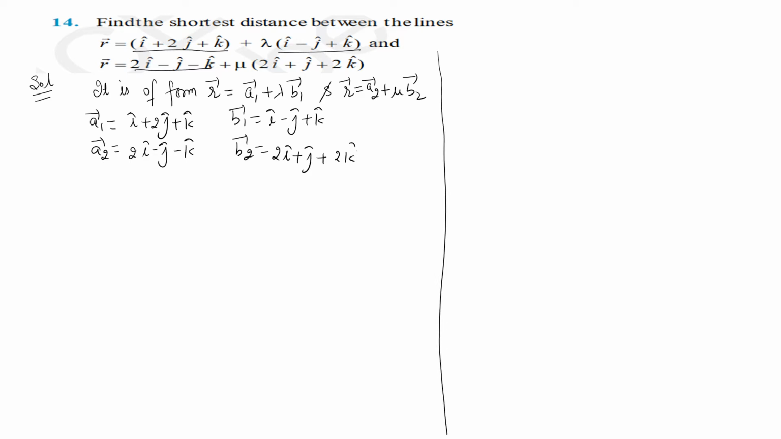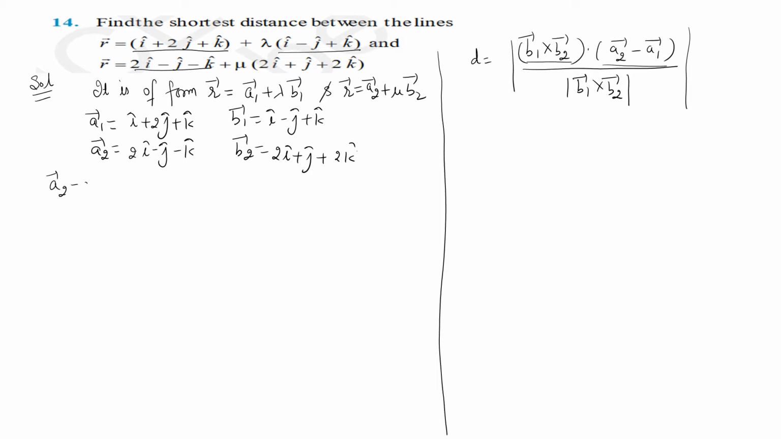Okay, now we are required to find, let us see what is our formula for shortest distance. This is your b1 cross b2 dot a2 minus a1 whole divided by b1 cross b2 whole mod, and this complete also comes inside the mod so that we can consider the magnitude only. Now I will find first your b1 cross b2 and a2 minus a1. So let us check out a2 minus a1. So a2 minus a1 is 2i minus i is i, minus j minus 2j is minus 3j, and minus k minus k is minus 2k, right?